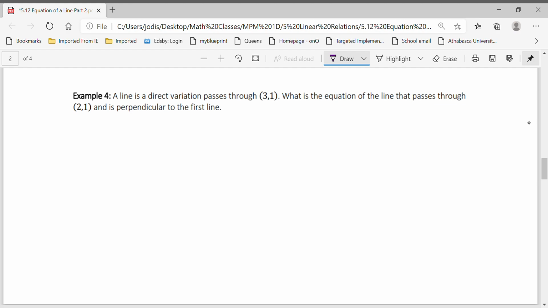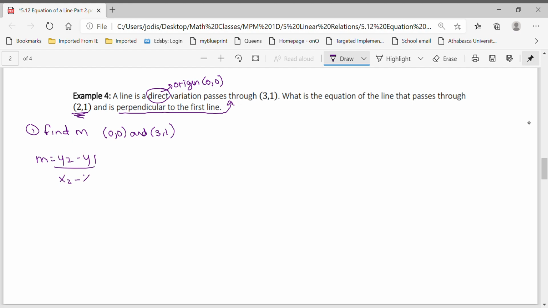So this first part here, if it's direct variation, right, direct, that means it starts at the origin. So we actually know another point on this line is 0, 0. Okay, so we want to know the equation of a line that passes through this point, but it's perpendicular to this first line. So if it's perpendicular to this first line, we're going to need the slope of this first line. So the first thing here, we're going to find our slope, and we have 2 points on this line, right? We have the origin, and we have 3, 1.